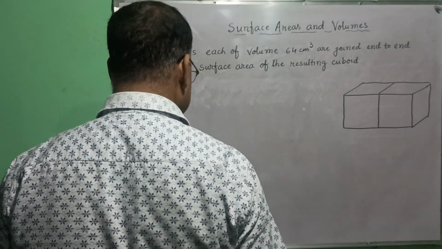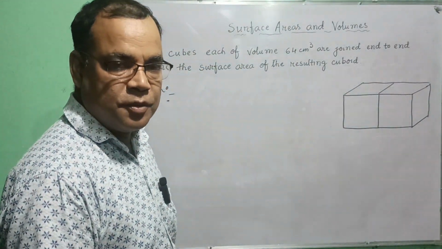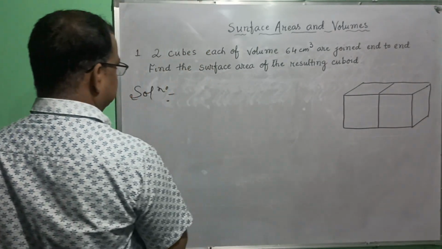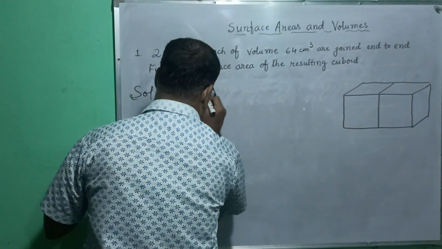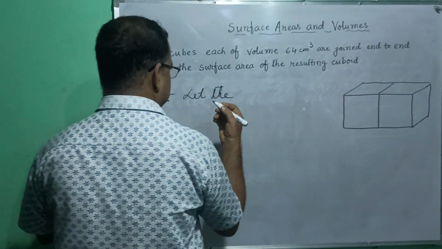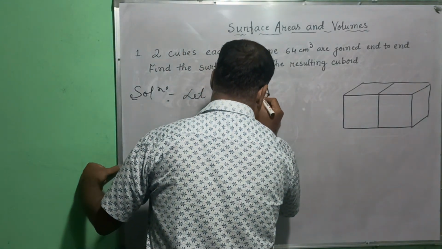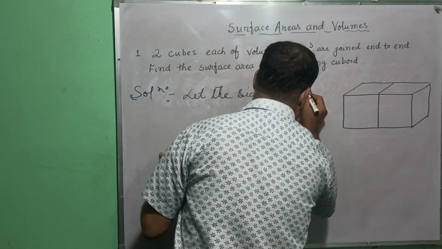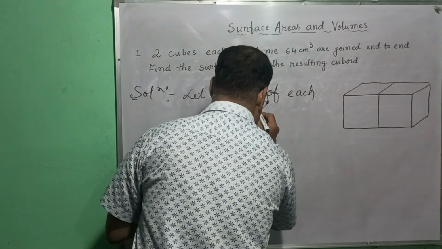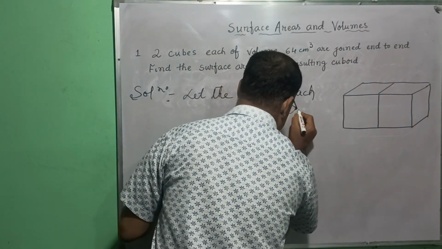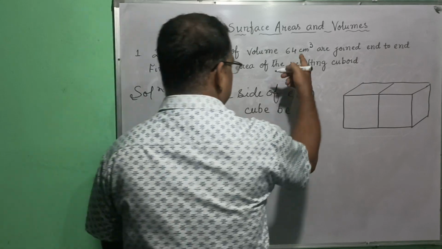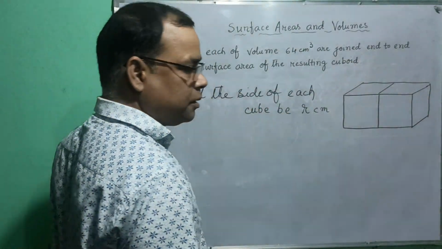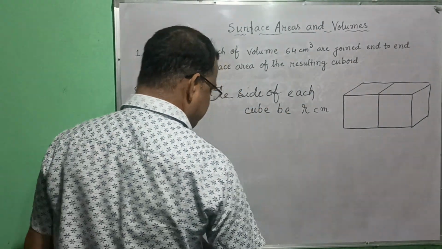First of all, from the given information, we have to find the side of each cube. So we'll write, let the side of each cube be r. As it is given in centimeter, we write centimeter. So let the side of each cube be r centimeter.